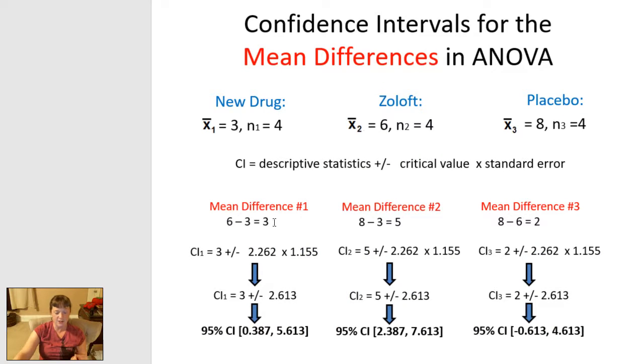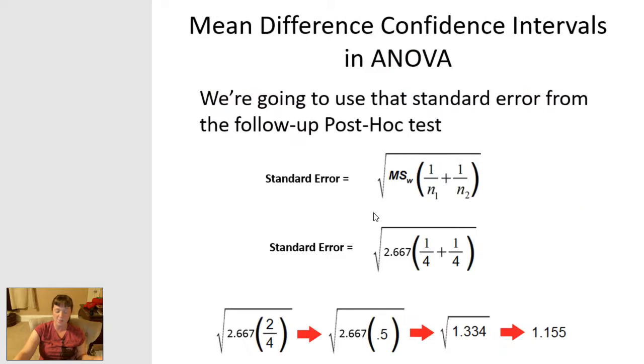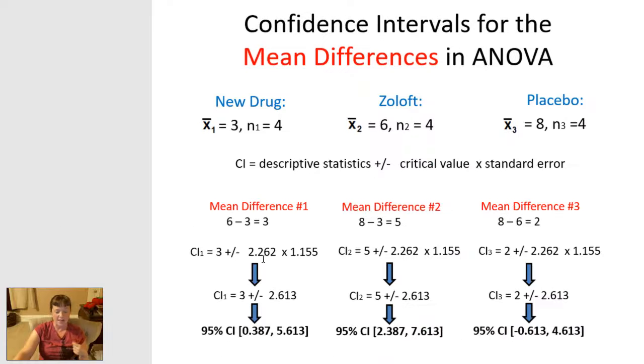Here's that mean difference for the, so this is the Zoloft group compared to the new drug group, 3. So I'm going to center my confidence interval around 3. I take the critical value from the t-test, 2.262, and I multiply that by standard error, which again is just the bottom part of the fraction from the t-test. Then I take 2.262 and I multiply that by 1.155, critical value times standard error. Then I'm going to both add and subtract that from 3.